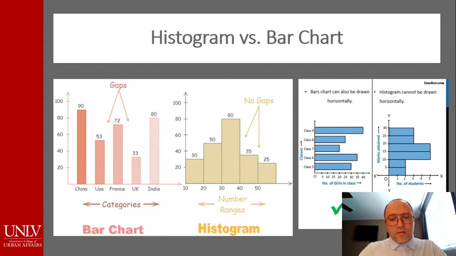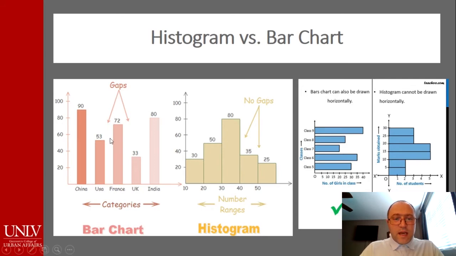Usually, for the histogram, our data are continuous. For example, in this case, you can see the numbers from 10 to 60, and they are continuous data. But in the bar graph, you can see categorical data, for example, names of countries. Names of countries are categorical data.